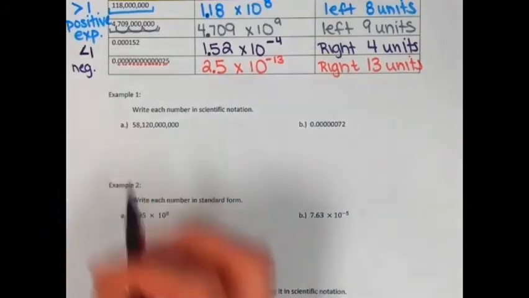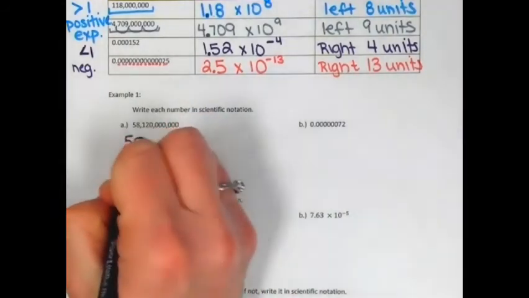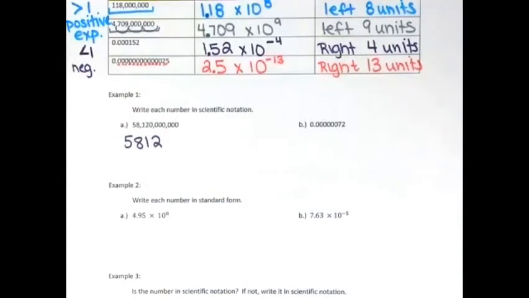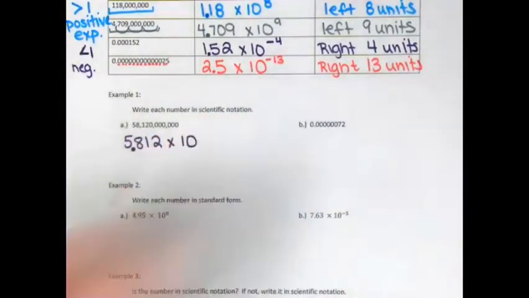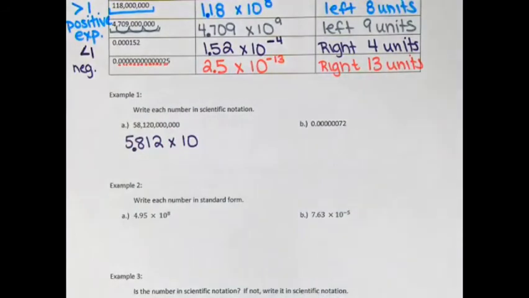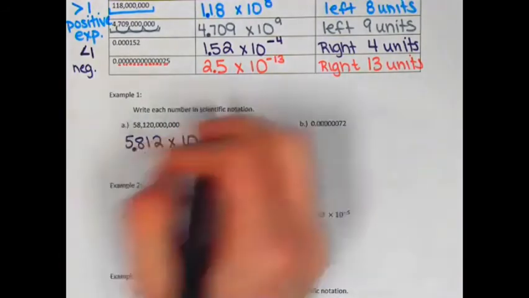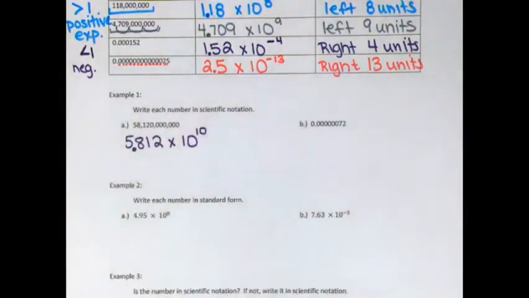So my number in A, 5, 8, 1, 2. So where would my decimal place go? In between the 5 and the 8. Am I going to have a positive or negative exponent? Positive. And how many times do I move it? So 10 to the 10th.